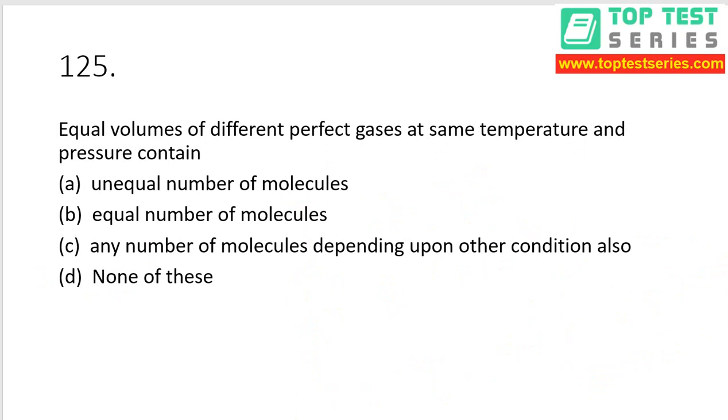Question number 125. Equal volumes of different perfect gases at same temperature and pressure contain. This is actually the definition of Avogadro's hypothesis. It says equal volumes of different perfect gases at same temperature and pressure will have an equal number of molecules. So the answer for this question is B. We generally study this topic whenever we study ideal gas laws or ideal gas equations. This is Avogadro's hypothesis, or Avogadro's law.